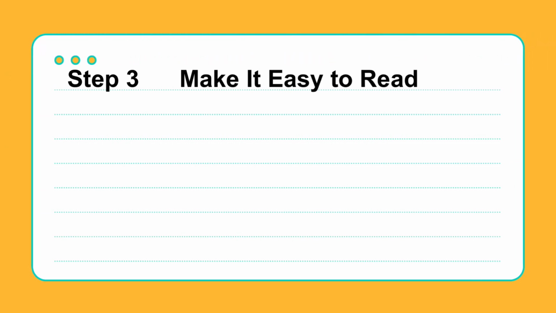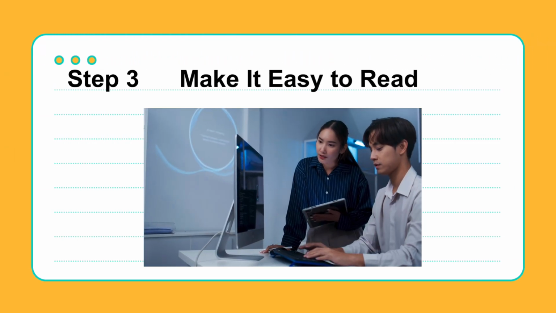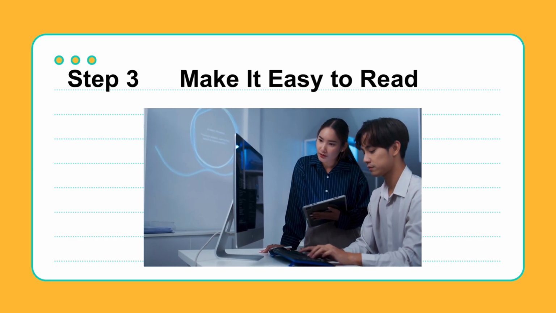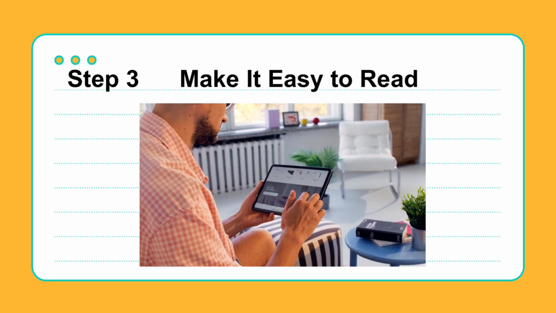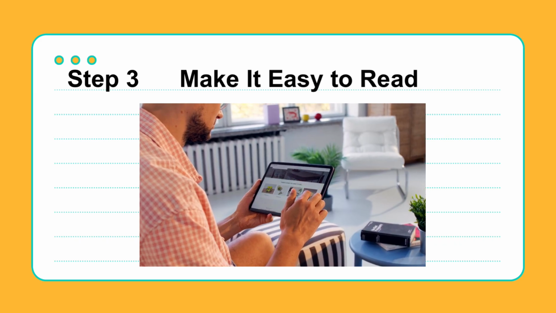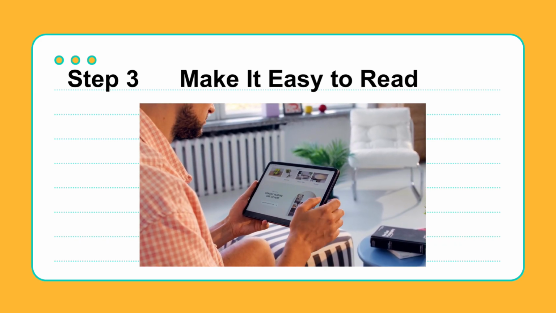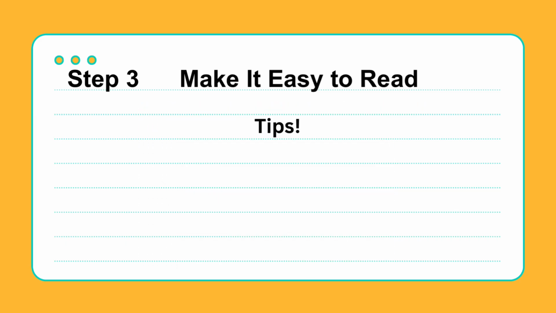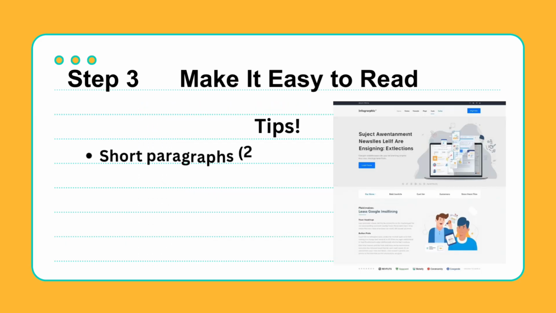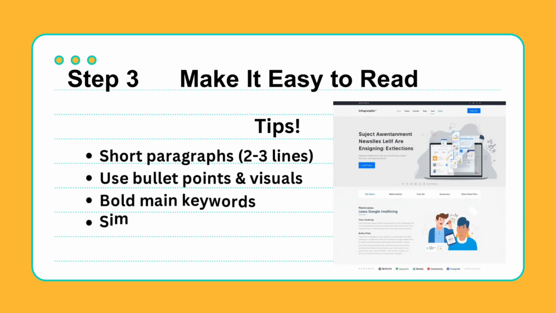Step 3. Make it easy to read. Google gives a lot of importance to content readability. If users can easily understand your content and spend more time on your page, your rankings can improve naturally. Follow these simple tips. Use short paragraphs, 2 to 3 lines. Use bullet points and numbering. Highlight important keywords. Use simple words and avoid complicated jargon.